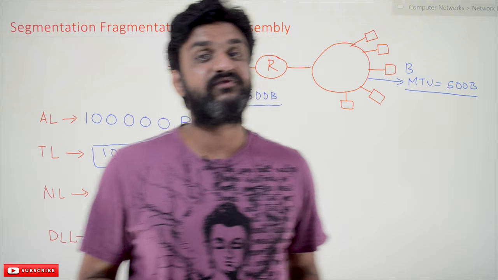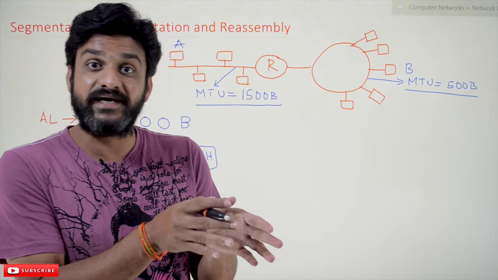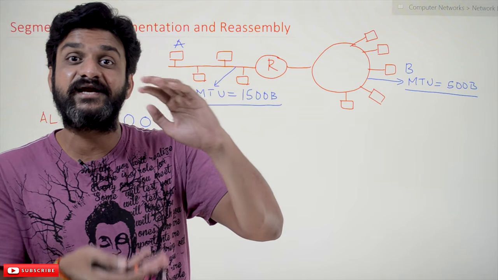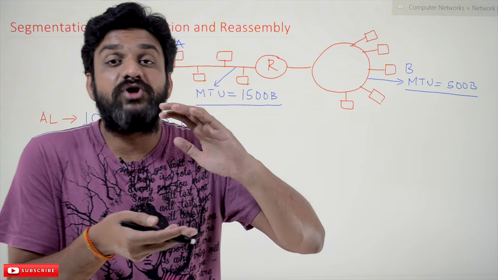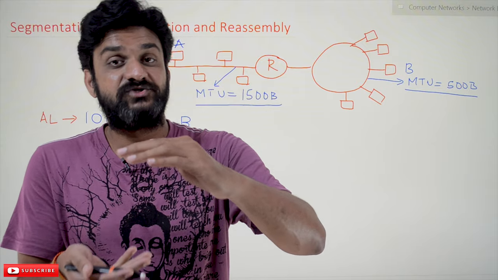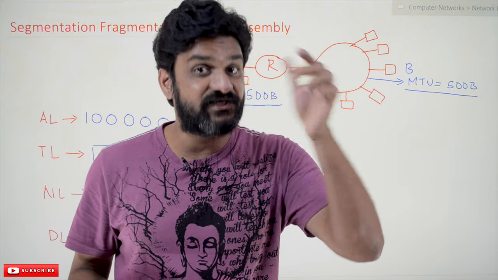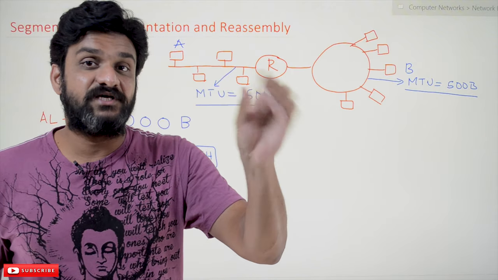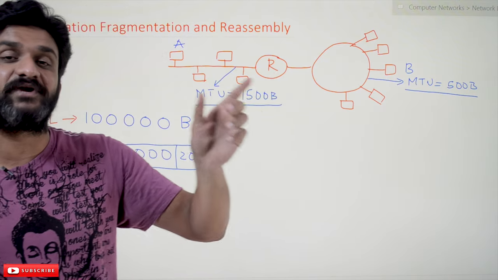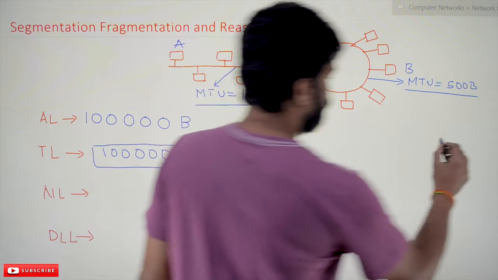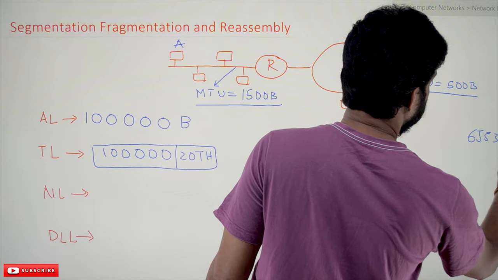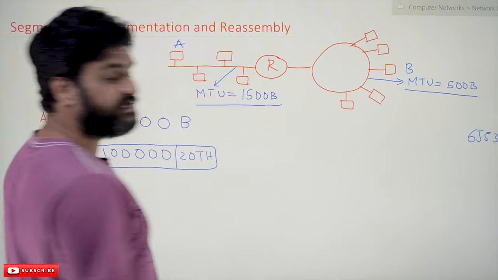For example, take the network layer. We have discussed the concept of total length. The total length means the number of bytes that can be accommodated in each packet should not cross 65,535 bytes. The total length field is 16 bits, which means 2 power 16. So we will write this number here, it may be helpful: 65,535 bytes is the limitation in the network layer.